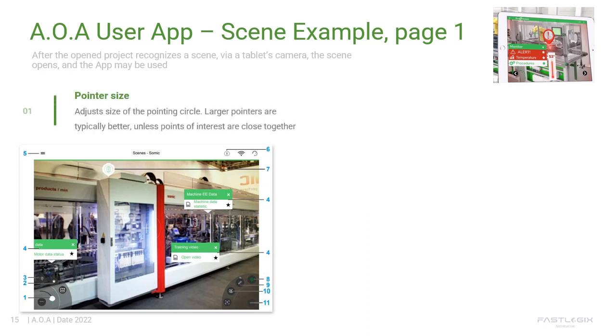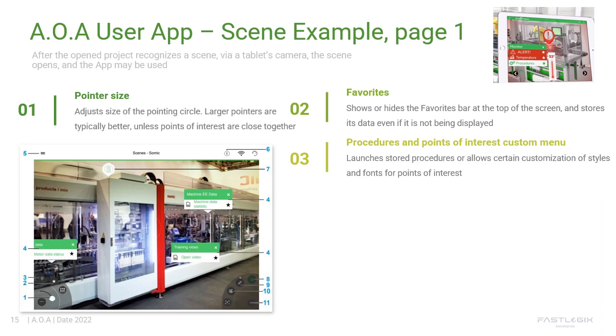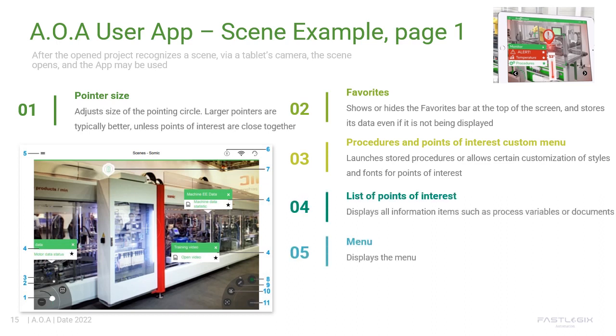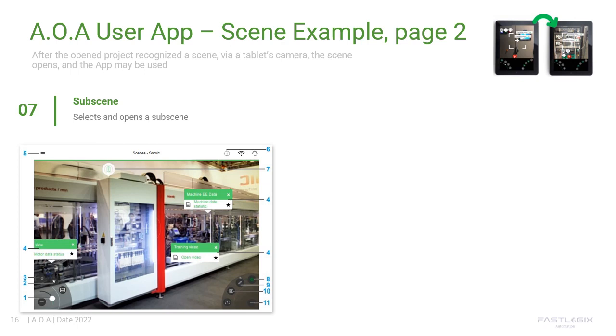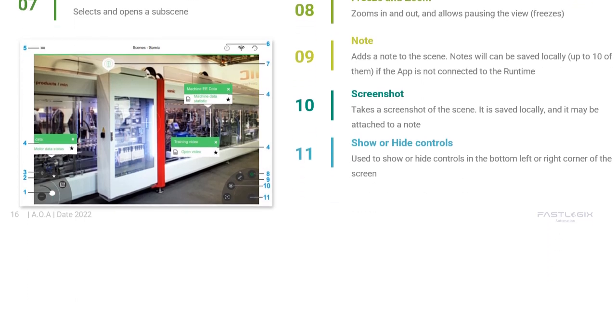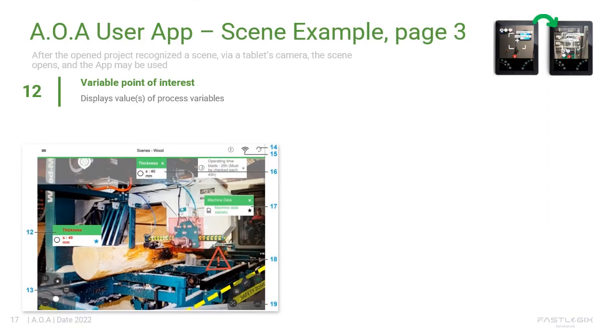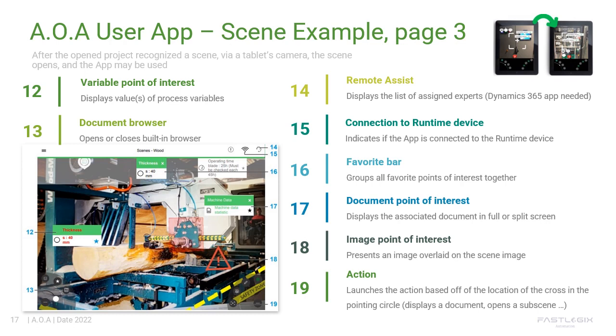An operator may adjust the pointer size, create a list of favorites, show to-do procedures and points of interest, display a list of points of interest, display a list of pending messages, open a scene or subscene, freeze or zoom in, add a note to the scene or subscene, take a screenshot of the scene, show or hide various controls, display variable points of interest, open a document browser, request a remote assist if defined, connect to a runtime device, group favorites together, and more.